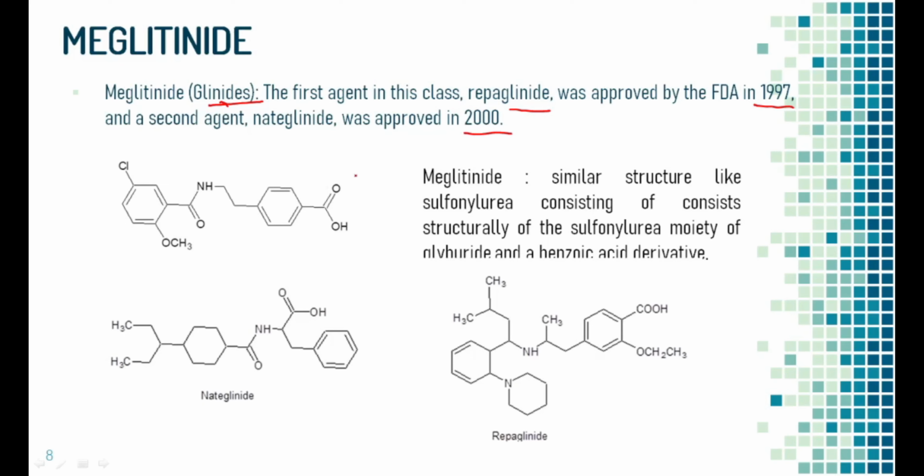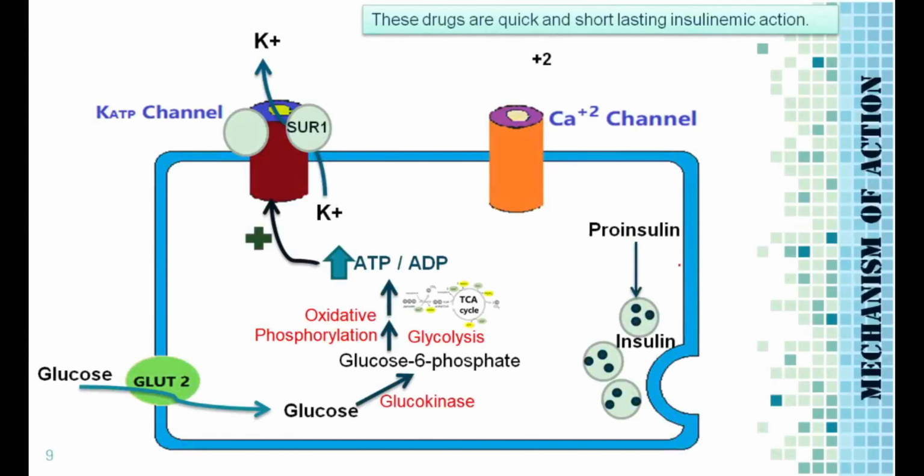So this is the general structure of nateglinide and repaglinide. Meglitinides have a structure similar to the sulfonylureas, consisting structurally of the sulfonylurea moiety of glyburide and a benzoic acid derivative.